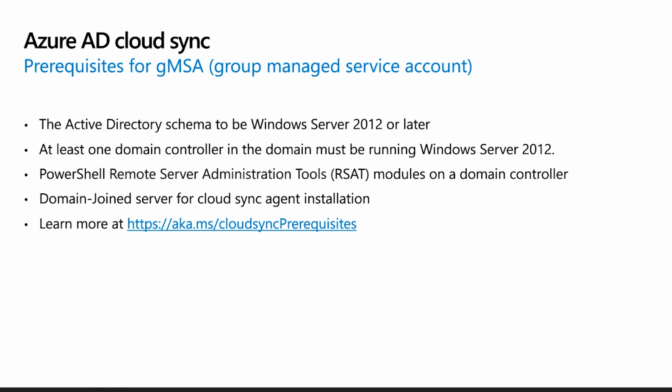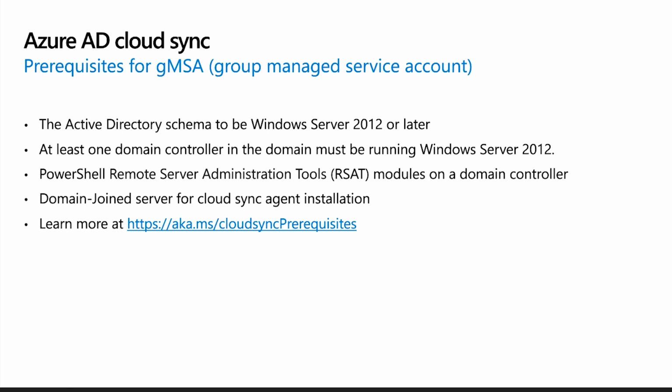To support GMSA, there are new prerequisites needed. The Active Directory schema in the installing domain's forest needs to be updated to Windows Server 2012 or greater to create a GMSA. At least one domain controller in the domain must be running Windows Server 2012 or higher. If not, the creation of GMSA will fail.